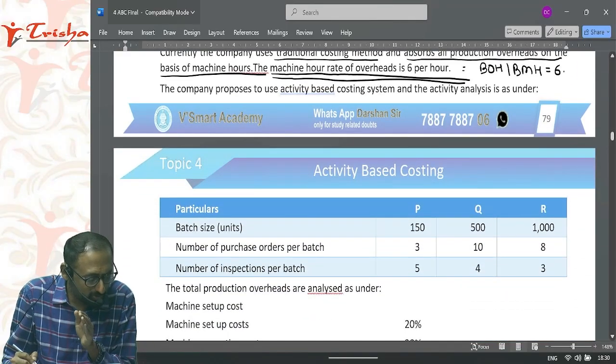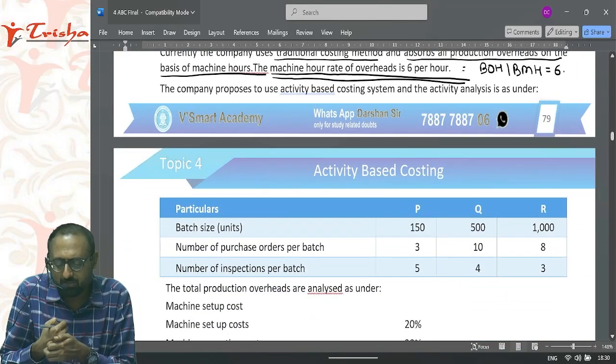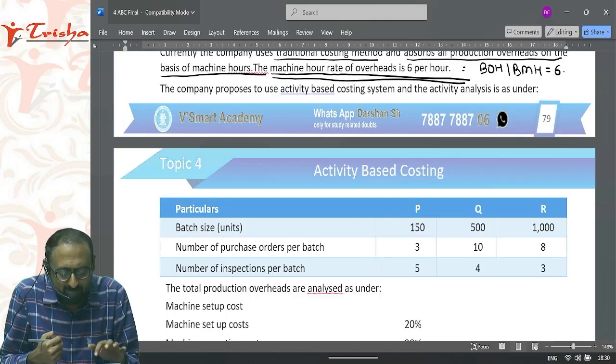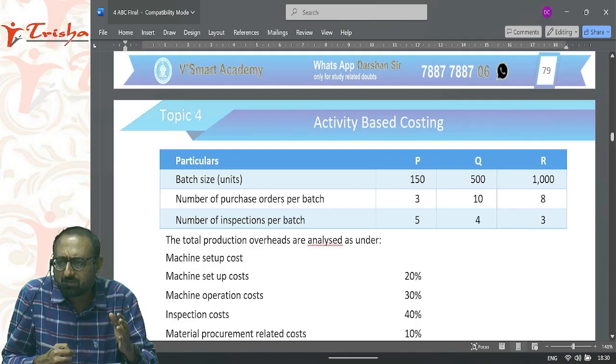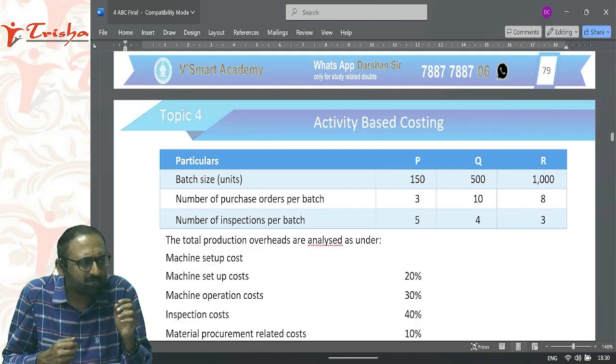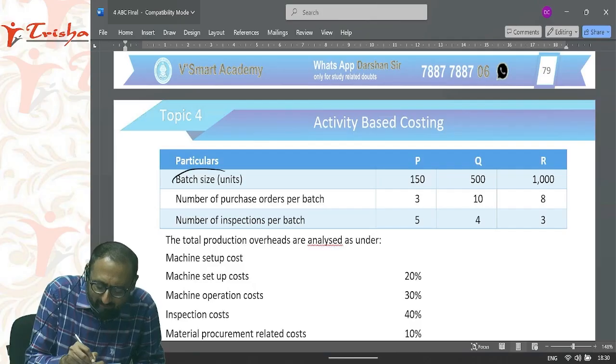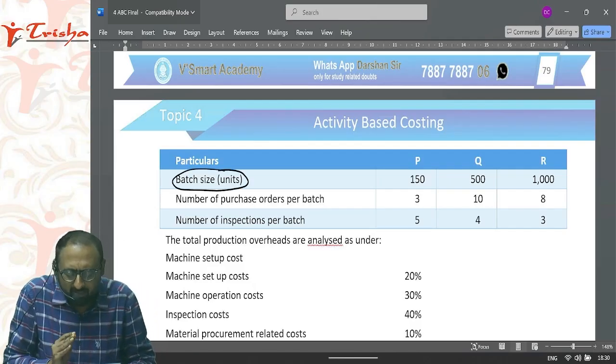Next part, sir. The company now proposes to shift to activity based costing and the activity analysis is as under. Very important point, guys. Number of batches given, number of setups given, or batch size given. Read it carefully, Sirji.